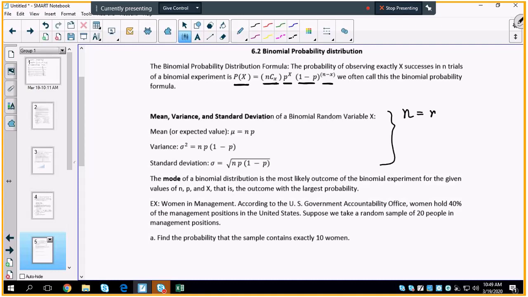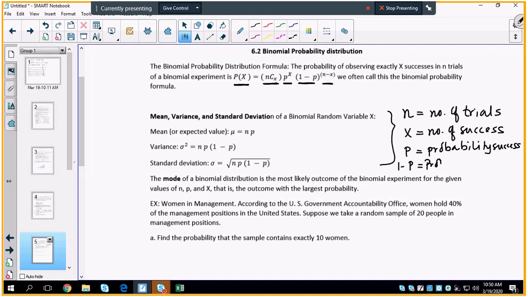N is called the number of trials. That means how many times the experiment has been repeated. X is called the number of successes. This is the desired number of successes that you want in your trials. P is called the probability of success. We will always assign one of the outcomes as the success, and the probability of that outcome is going to be the probability of success, or P. Clearly, 1 minus P will be the probability of the other outcome, which we are going to refer to as the probability of failure.